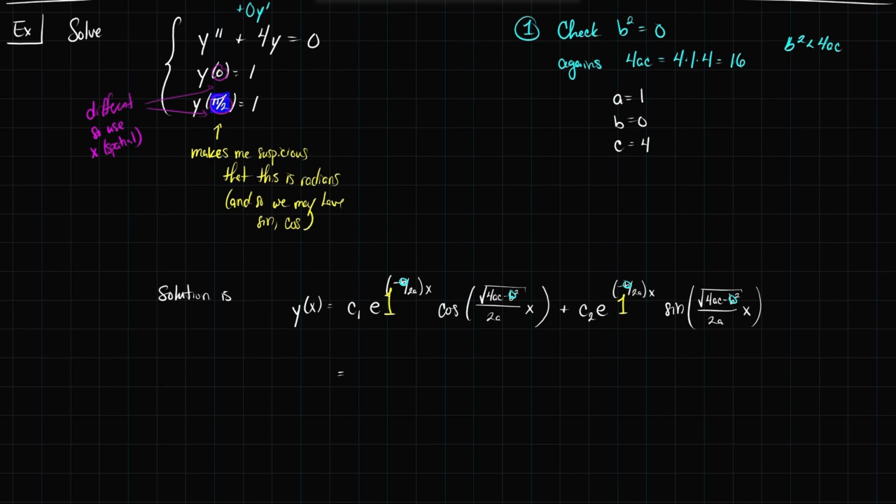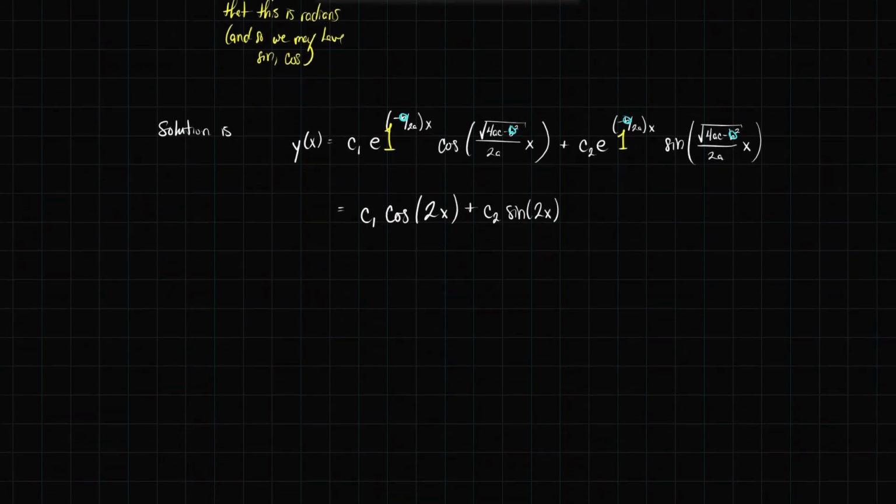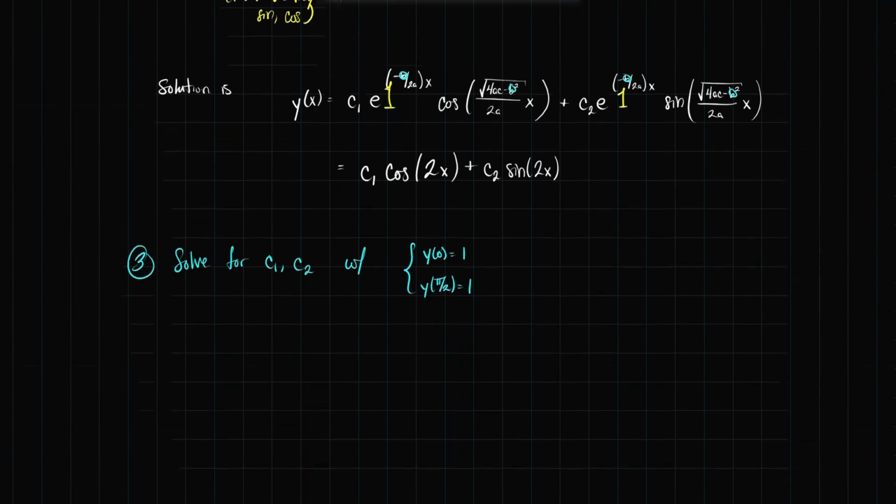What I'm going to be left with, especially when a is equal to 1, I basically have the square root of 4ac over 2a. So, and a is 1. So this is really the square root of 4c over 2. Square root of 4 times 4, square root of 16 is 4. 4 divided by 2 is 2. Cosine 2x plus c2 sine 2x. So now in step 3, we need to solve for c1 and c2 with my boundary conditions, which in this case, at 0, I need to be equal to 1, and at pi over 2, I need to be equal to 1. Let's go ahead and plug those numbers in.